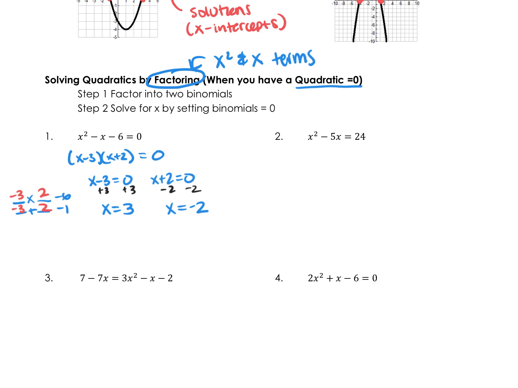So all you have to do is make sure it's equal to 0, factor it, and set those factors equal to 0. And that will give you two solutions for this problem, okay?